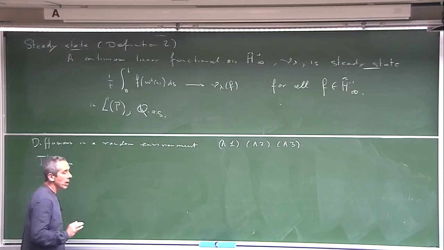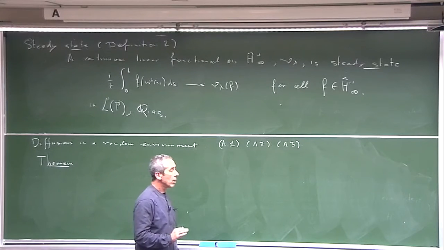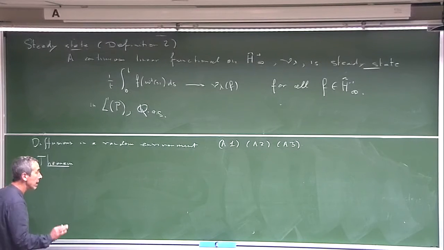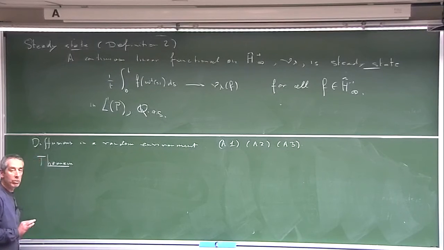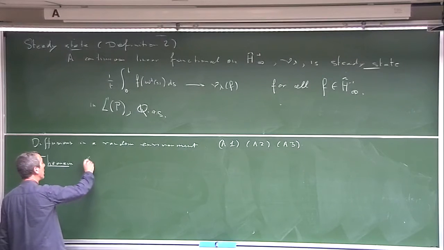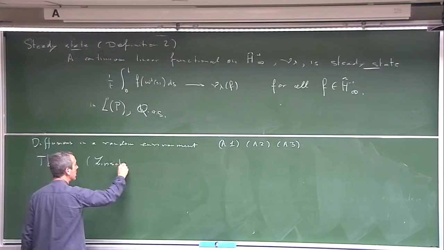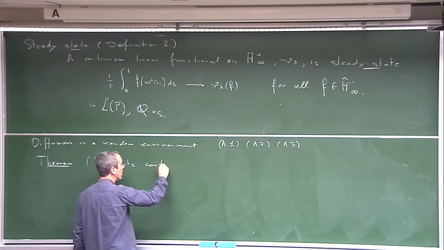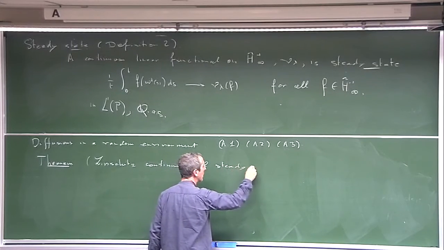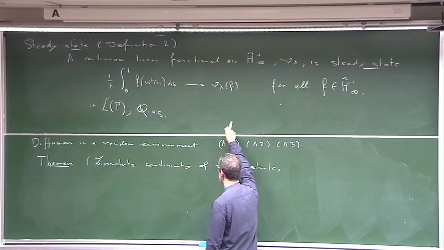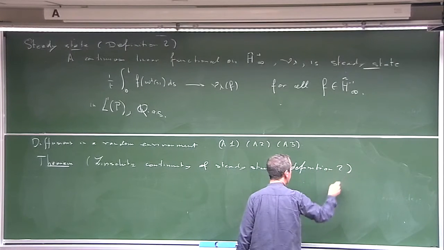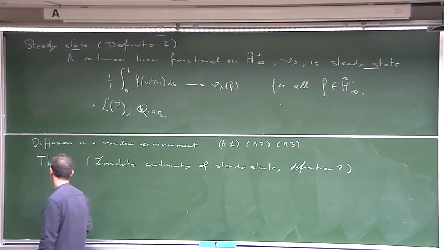So recall that what we would like to do is take the derivative of the steady state. So first we should prove that it exists. But knowing that it exists, we would like to take the derivative. Now this theorem is not going to do that, but it's encouraging. The theorem is about the Lipschitz continuity of the steady state, the steady state in the sense of definition 2. Okay. So here is the statement.